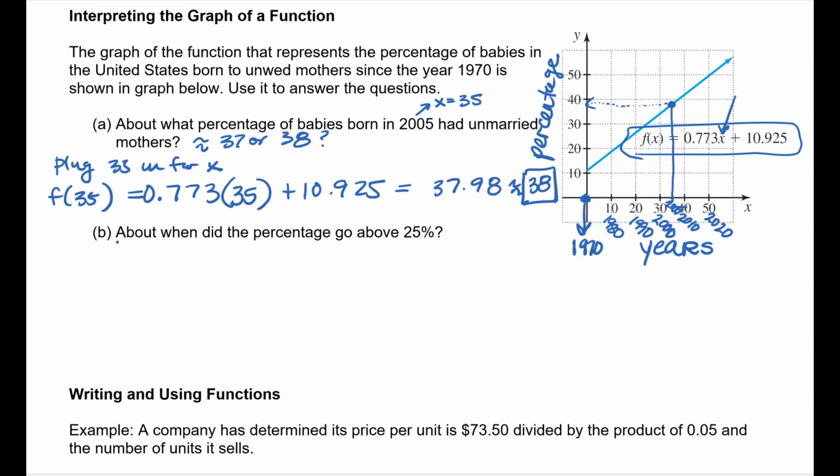This next question, it says, about when did the percentage go above 25%? So we could look at the graph just to eyeball it. So we could look, the percentages is over here on the y-axis. We could look at 25%, which is right here, and go over to the graph. And then we could look down to see about what year that would be. To me, it looks like somewhere in between 15 and 20, so maybe like 17 or 18, which would correspond somewhere between 1980 and 1990.